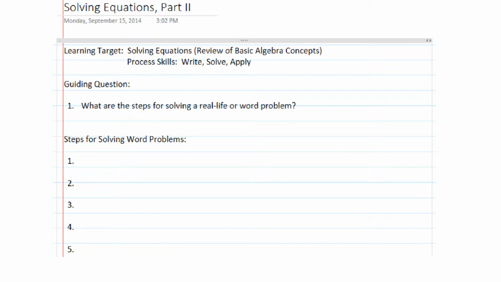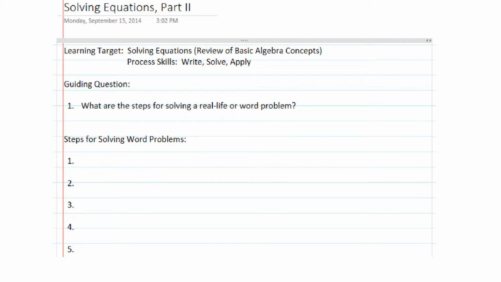In part 2 of solving equations, we're going to be looking at how to solve real life or word problems. We're going to go through first the steps for solving word problems. If you look at the guiding question, it asks what these steps are, and that's the first thing we're going to look at, the steps for solving word problems.